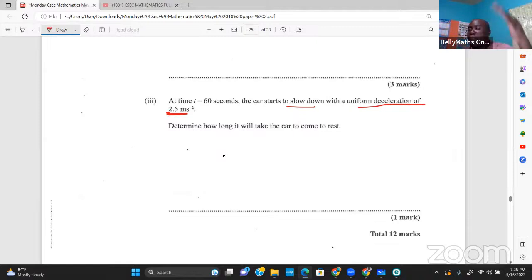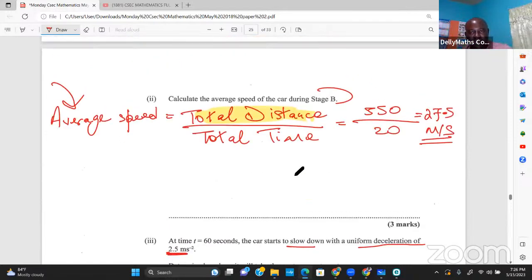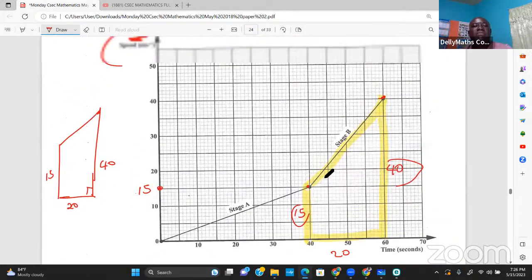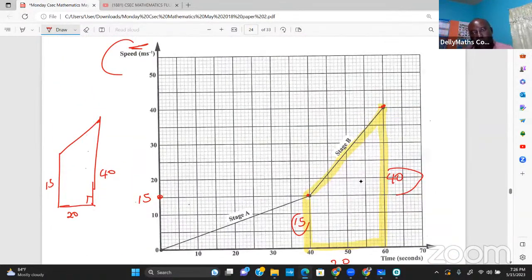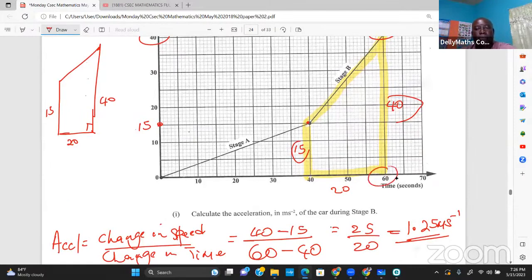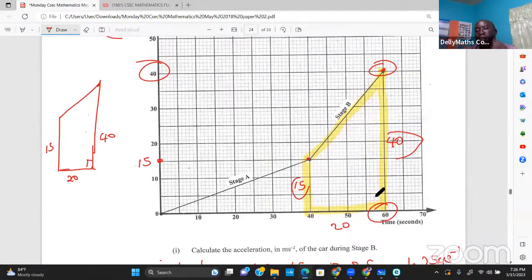So we're cutting it down. 2.5 is coming off, 2.5 is coming off, coming off, coming off. So if you think about that, that's what is going on. So here's the question. Determine how long it takes the car to come to rest. It's 1 mark, you know. Now, think about this. What speed do we have now? You agree that we're at 40 right now? Because the question is saying at 60 seconds, it starts to slow down. So I want to know what is my speed at 60.